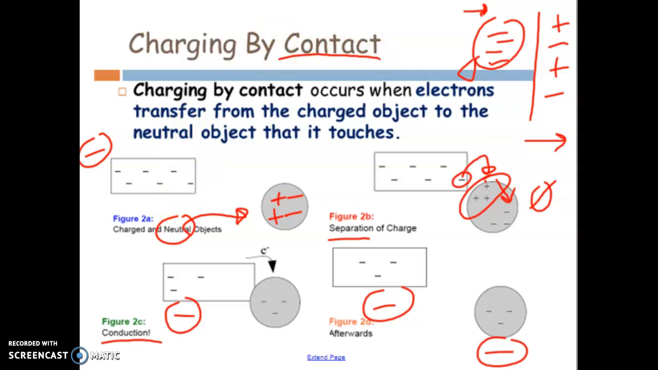When you're doing charge by contact, whatever the object is that you are touching the neutral one with, that is the charge that it will actually become. So if I take a negative rod and touch a neutral object, the object will become negative because electrons will jump onto that sphere. If this was a positive rod, the opposite would happen. Electrons would actually go onto the rod and you would end up with a positive sphere. We'll see that in a later example.